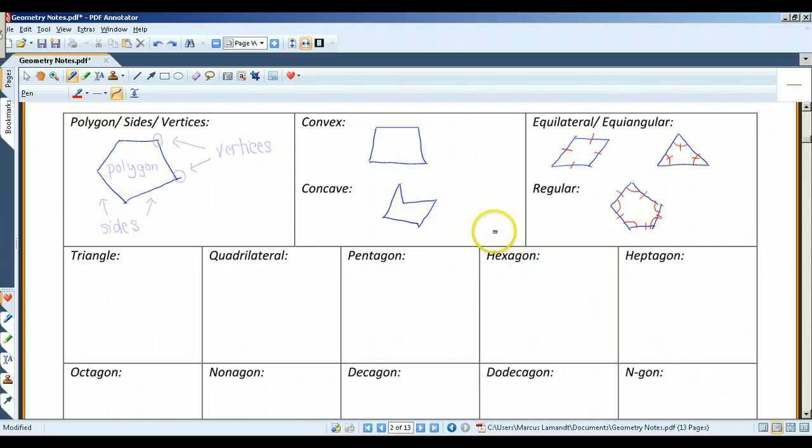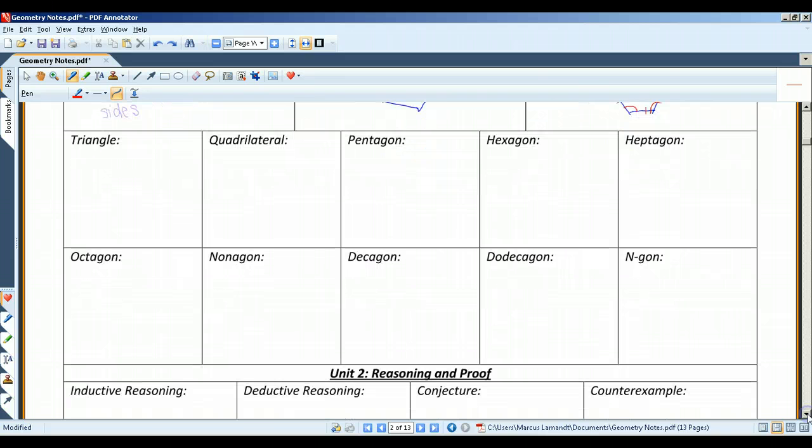In an equilateral polygon, all the sides are congruent. Remember, this little dash means congruent. So this would be an equilateral polygon. An equiangular polygon, all the angles in the interior are congruent. So this would be an equiangular polygon. A regular polygon is both equilateral and equiangular. All right, let me list out the different kinds of polygons.